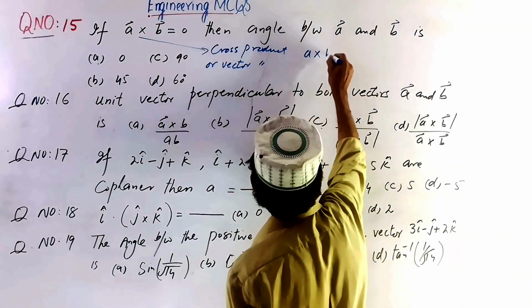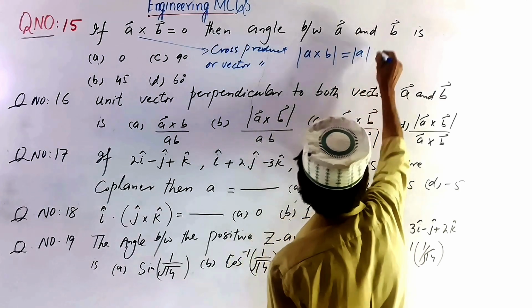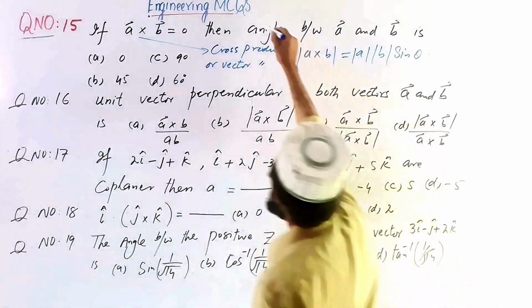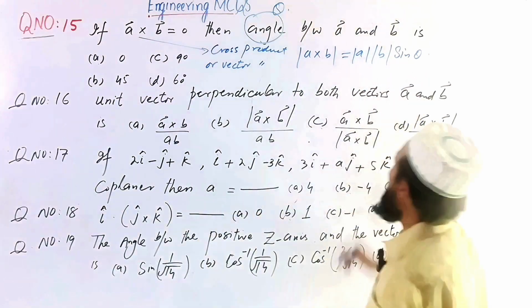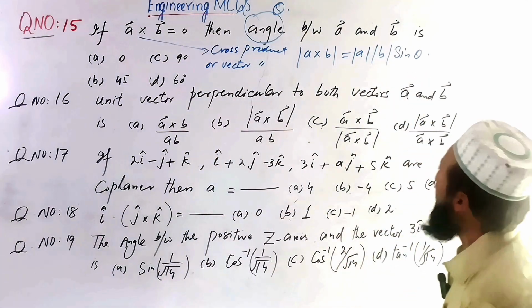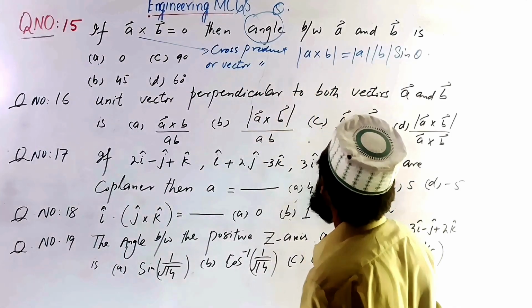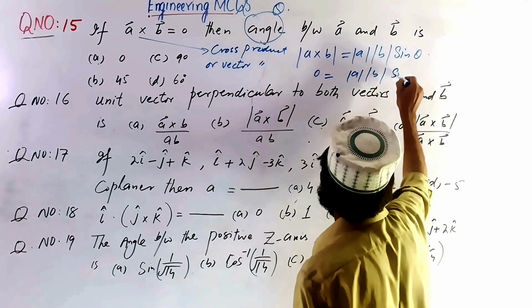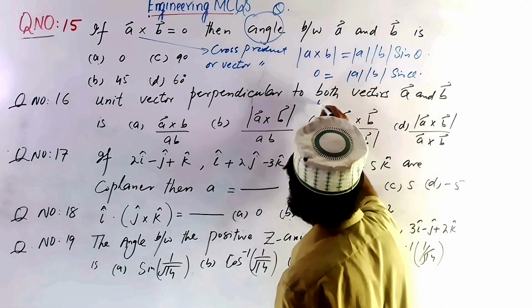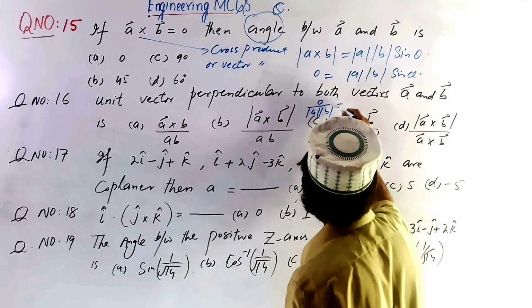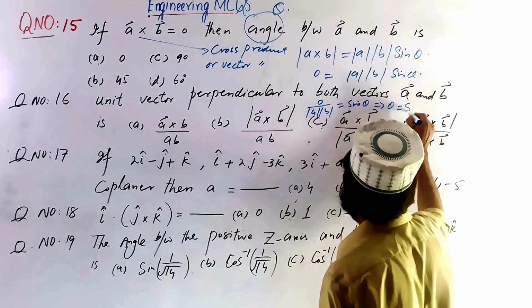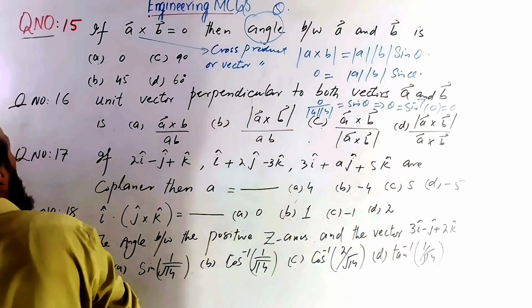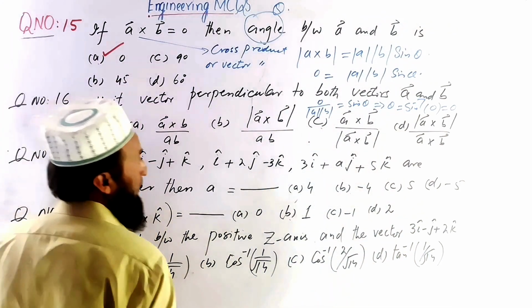According to this definition, A cross B is the magnitude of A times the magnitude of B times sine theta. Here theta, the angle, is required. If A cross B is equal to 0, then sine theta is 0 divided by the magnitudes of A and B, so theta is equal to sine inverse of 0, which is 0. So A is the correct option.